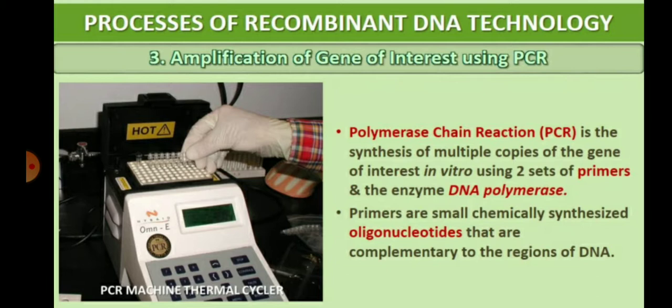PCR means polymerase chain reaction. It is the synthesis of multiple copies of the gene of interest in vitro using two sets of primers and the enzyme DNA polymerase. So the primers are small chemically synthesized oligonucleotides that are complementary to a region of the DNA.